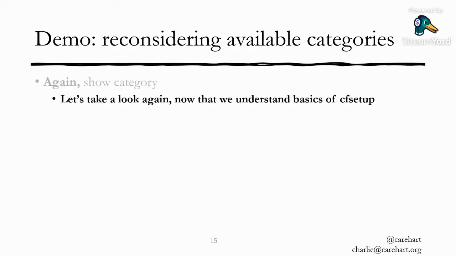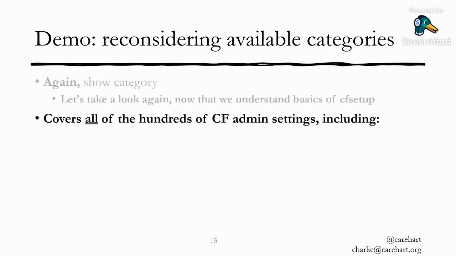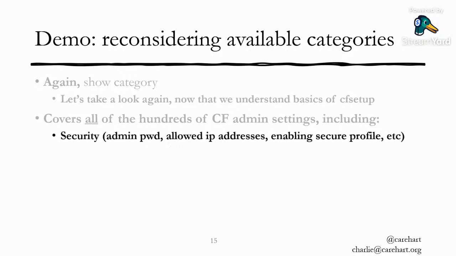All right, moving on. There's all those categories. I already did it for you, but that show category, it's so important. We can understand the basics of how it works. It covers hundreds of settings; there's literally 300 settings in all these different categories. And I just want to remind you that some of those categories are ones that you might go, oh, wow, right, I forgot I could even do that. So you could use this to change the administrator password, or to change what the allowed IP addresses are, or to enable or disable the secure profile, because each of those is a setting in the security category.